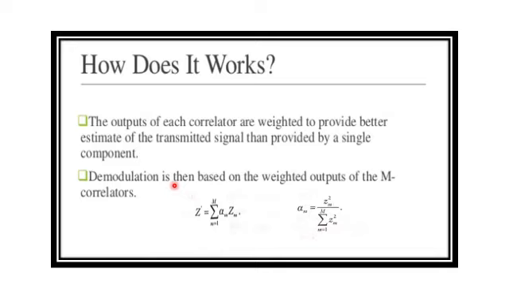So I told you that the demodulation is based on the weighted outputs of the M correlators, that is Z dash, which is equal to the summation from m equal to 1 to M of alpha m Zm, and the weighting coefficient alpha m is normalized to the output signal power of the correlators, that is alpha m equals Zm square divided by the summation from m equal to 1 to capital M of Zm square. Actually Z is the output of the correlator.